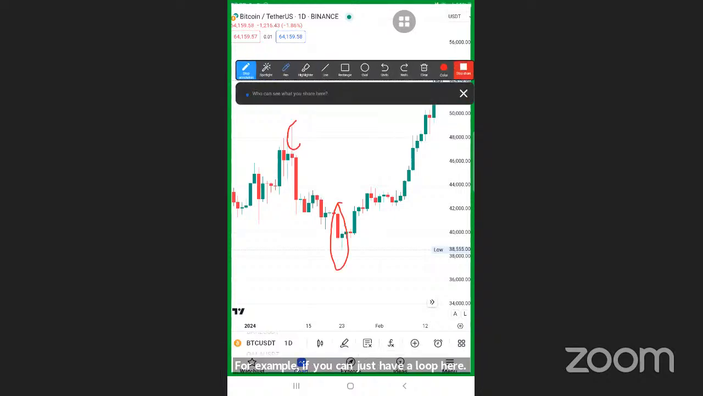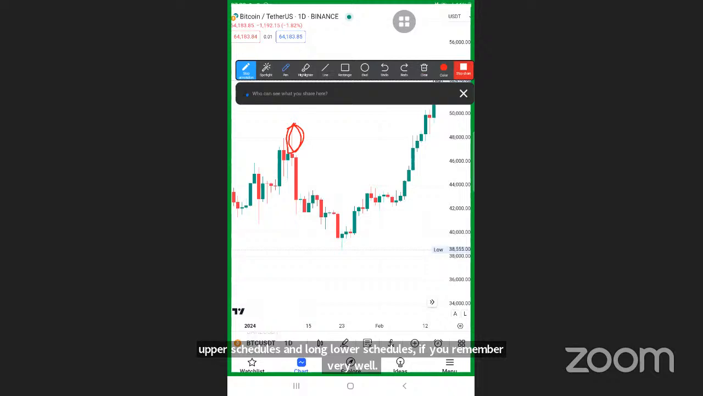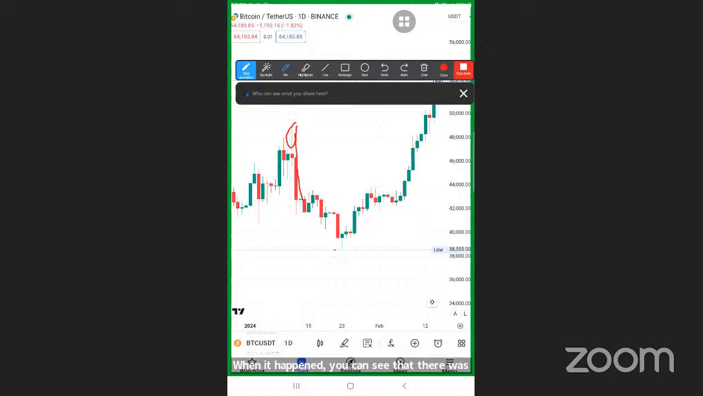For example, if you can just have a look here, can you see the presence of this long upper shadow? This is a selling pressure. When I was talking about long upper shadows and long lower shadows, if you remember very well, this is a selling pressure. When it happened, you can see that there was some sort of going down up to this level.